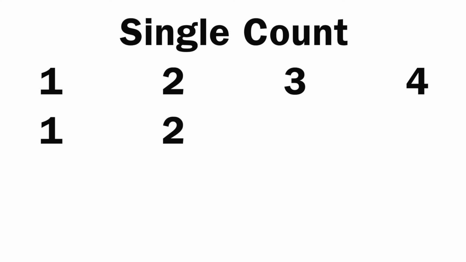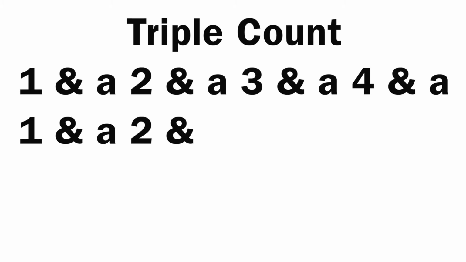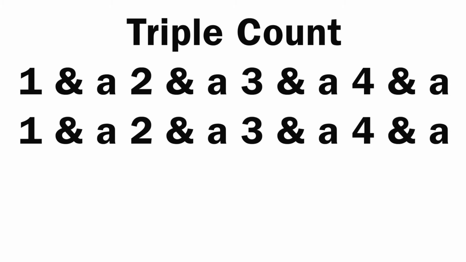The single count goes like this: 1, 2, 3, 4, 1, 2, 3, 4. The double count goes like this: 1 and 2 and 3 and 4 and 1 and 2 and 3 and 4 and. Lastly, the triple count goes like this: 1 and a 2 and a 3 and a 4 and a 1 and a 2 and a 3 and a 4 and a.